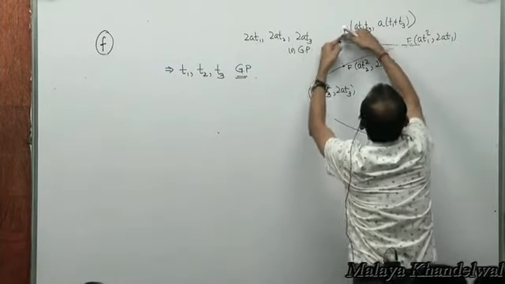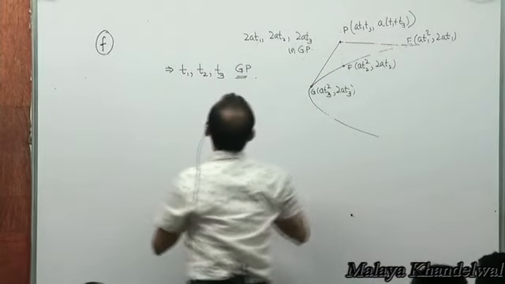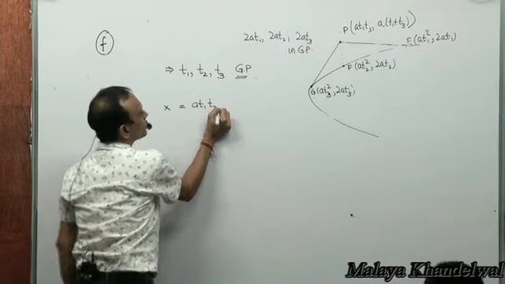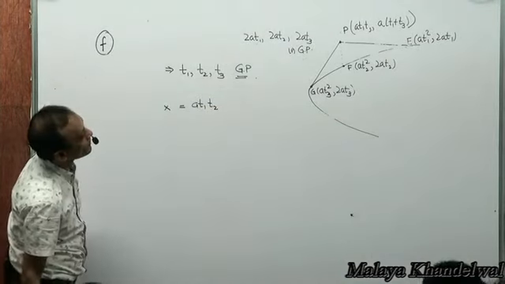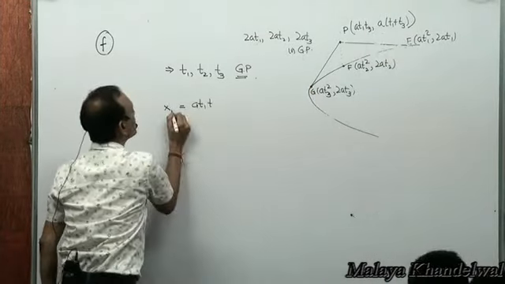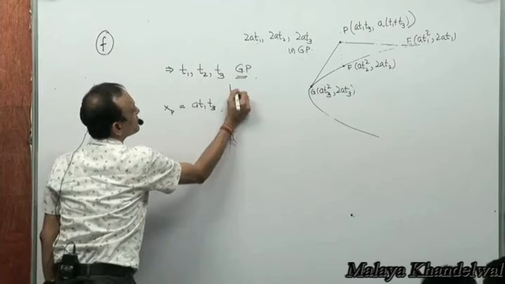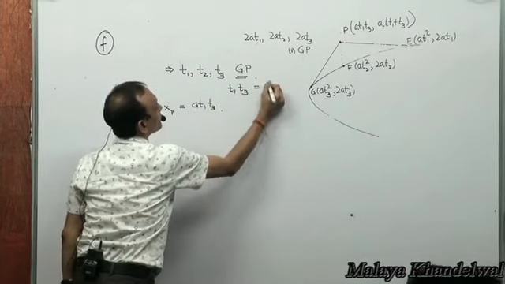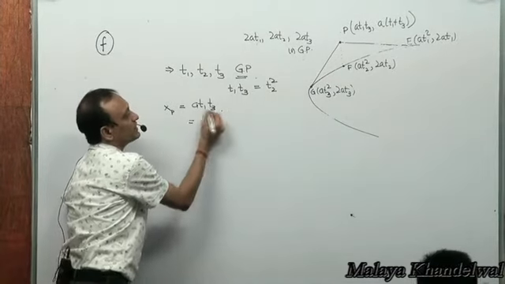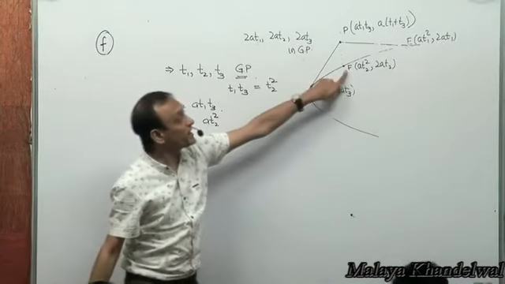Now, tangents at E and G intersect at P. What would be the x coordinate of P? X coordinate of P is a T1 T3. Yes or no? But do you realize T1 T3 is T2 squared, because T1, T2, T3 are in GP? So a T1 T3 would be a T2 squared, which is also the x coordinate of F.